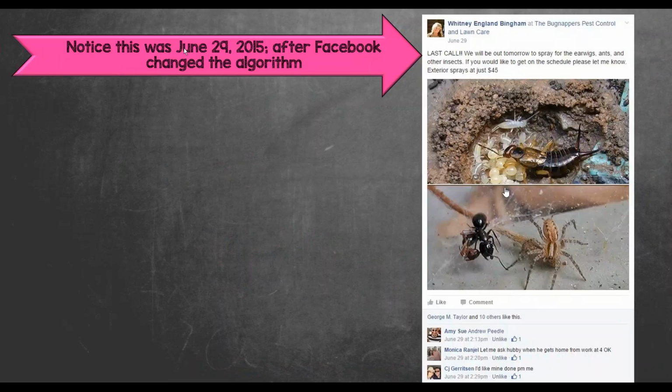Notice that this post was done in June of 2015. This was after Facebook changed the algorithm that suppressed anything promotional from its newsfeed. They did that in January of 2015, and I'm sure they'll do it 1,000 more times. But engagement like this is still possible if you know how to format and where to put your posts. So this definitely is really current in the last 6 months. This has happened.